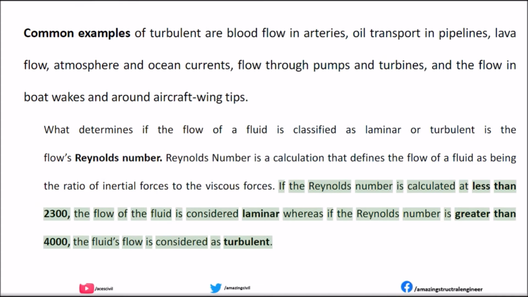If the Reynolds number is calculated at less than 2300, the flow of the fluid is considered laminar, whereas if the Reynolds number is greater than 4000, the fluid's flow is considered turbulent.